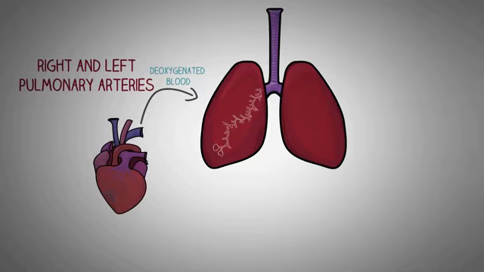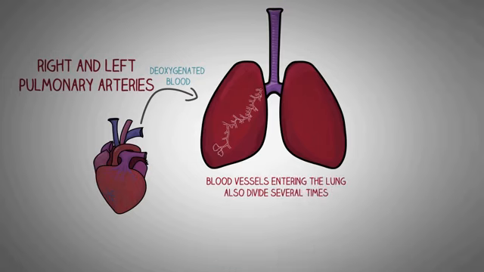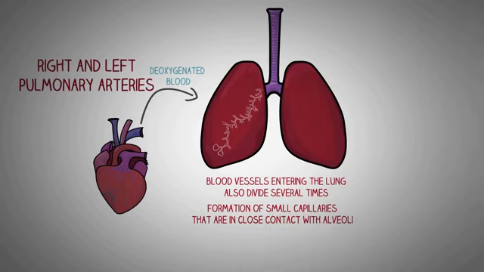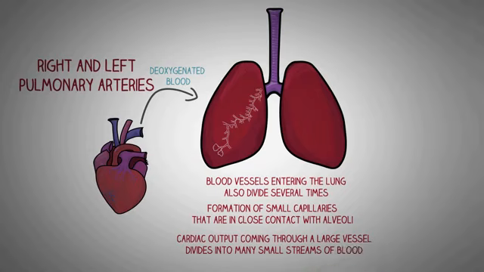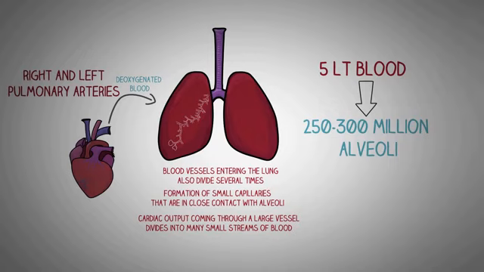Just as we saw with the previous branching pattern, a single bronchus divides almost 20 to 25 times before the formation of alveoli. A similar phenomenon happens with the large blood vessels that enter the lungs. These blood vessels also divide several times, which leads to the formation of small capillaries that are in extremely close contact with the alveoli. Due to this, the cardiac output that comes in the large vessels divides into many small streams of blood. This leads to exposure of the 5 liters of blood coming through the heart to almost 250 to 300 million alveoli per minute.